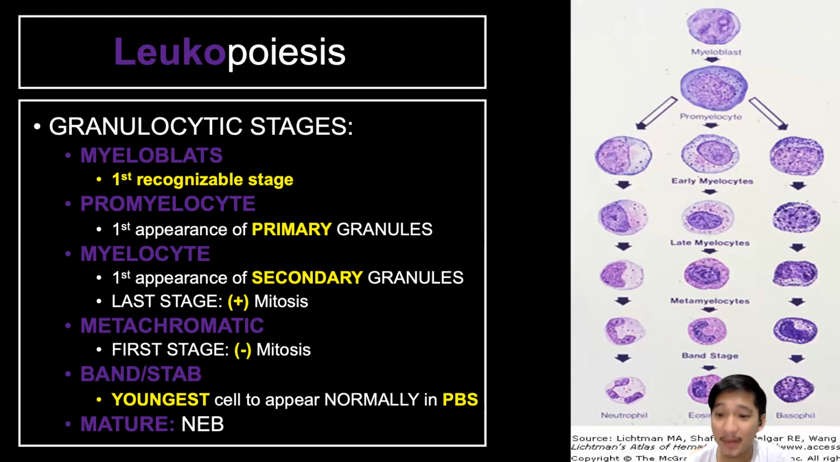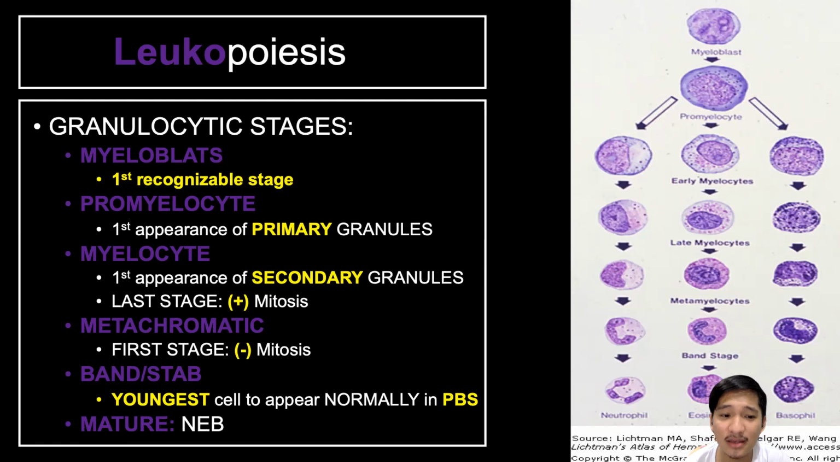So next, here is just a brief summary of the granulocytic stages. We have the myeloblast, which I mentioned before is the first recognizable stage in the bone marrow. Next, we have the promyelocyte, which is the first appearance of our primary granules. We have next the myelocyte, which is the appearance of the secondary granules, in contrast with the promyelocyte, which has the primary granules. The myelocyte stage is the last stage capable of mitosis. And we have the metamyelocyte, which is the first stage now incapable of mitosis.